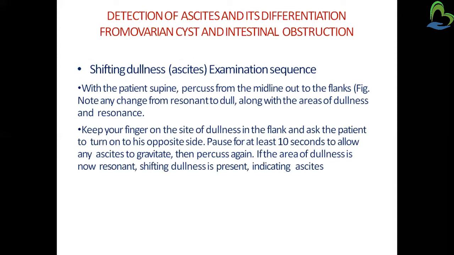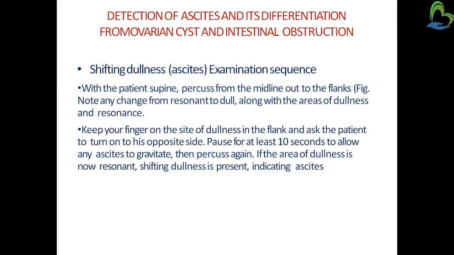For the shifting dullness examination sequence, with the patient supine, percuss from the midline out to the flank region. Note any change from resonant to dull, along with the areas of dullness and resonance. Keep your finger on the site of dullness in the flank and ask the patient to turn onto the opposite side. Pause for at least 10 seconds to allow any ascites to gravitate, then percuss again. If the area of dullness is now resonant, shifting dullness is present, indicating ascites.